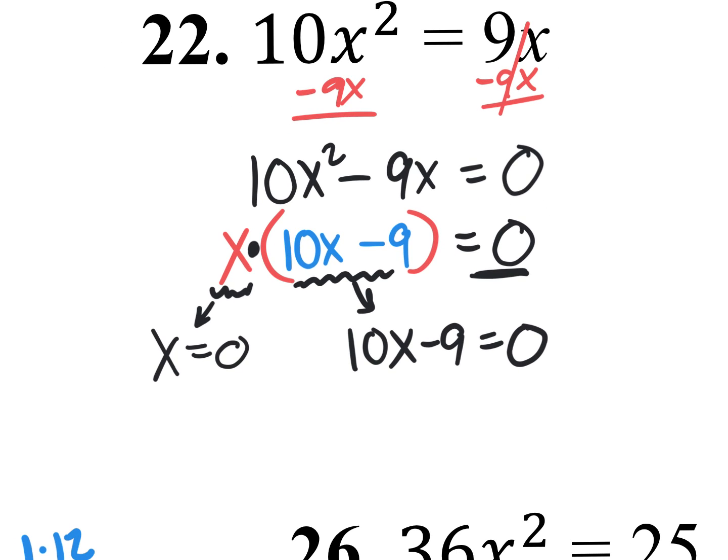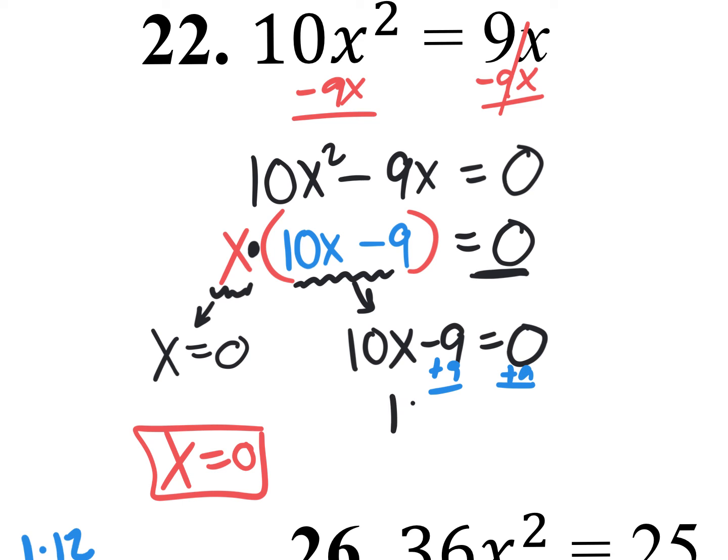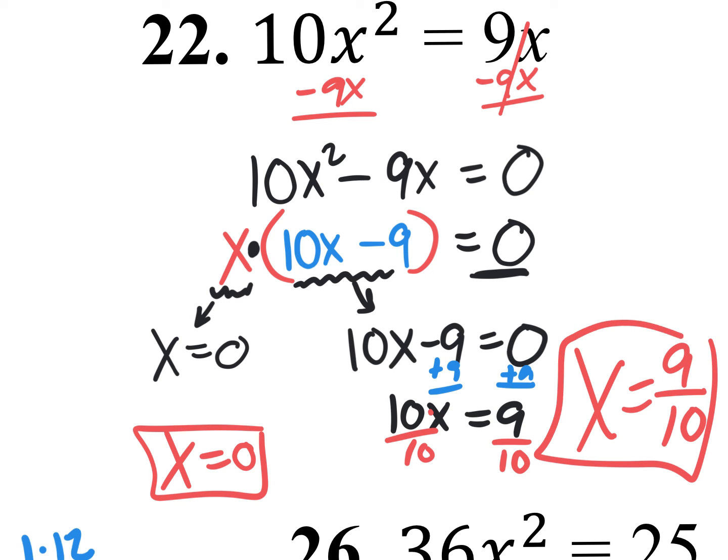Again, the three words I wanted you to remember from yesterday were factor, split, and then solve. So we need to solve each of these. But the one on the left is already solved. It says x equals 0, and that's an answer. The one on the right, that's where you have to add 9. Add 9. It's going to get a little ugly. 10x equals 9. Final step would be to divide by 10. Divide by 10. Get your final answer. X equals 9/10. So those are your two answers. X equals 0 and x equals 9/10.